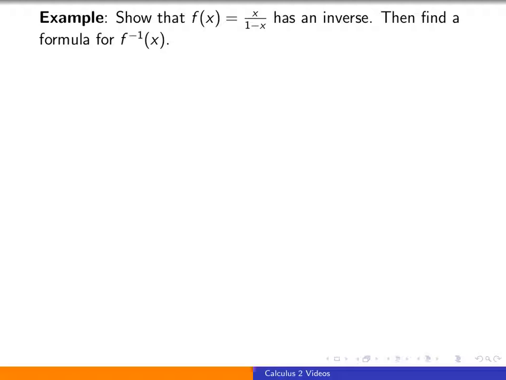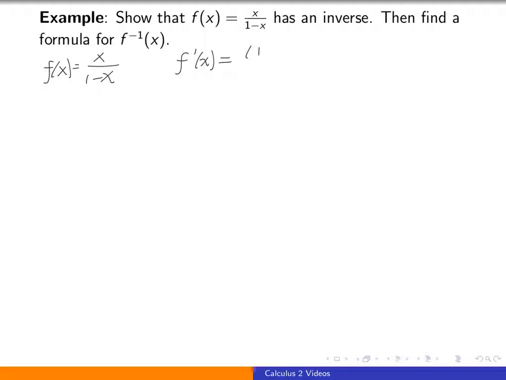So let's practice with one more example. We're going to consider the function f of x equals x over 1 minus x. Let's first think about why it has an inverse, and of course we're going to think from this calculus perspective. So f prime of x, if it's either entirely positive or entirely negative, we would know it's monotone and would have an inverse. So let's differentiate with the quotient rule.